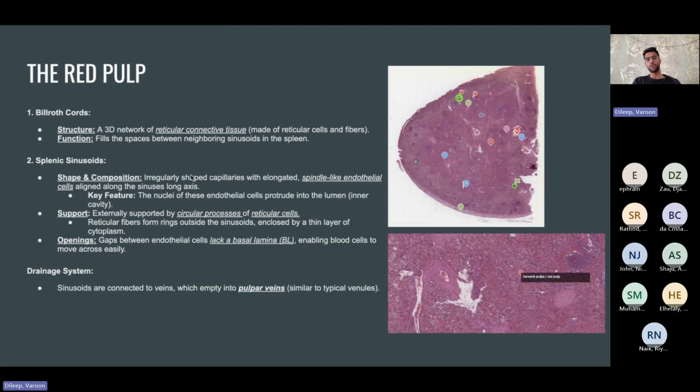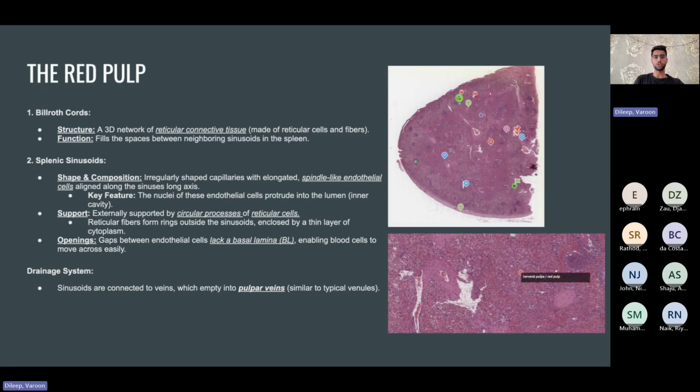Moving on, the red pulp has two components: Billroth's cords and splenic sinusoids. Billroth's cords are a 3D network of reticular connective tissue made up of reticular cells and fibers. We talked about the reticular cells in the first two seminars about structure and features, and if you want to revise that, you can. The function of Billroth's cords is that they fill the spaces between the neighboring sinusoids in the spleen.